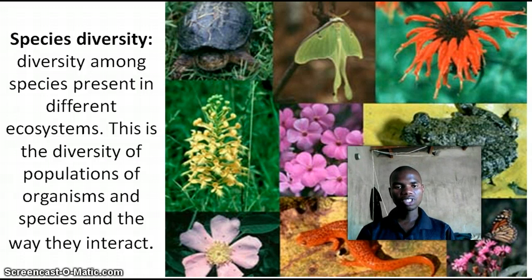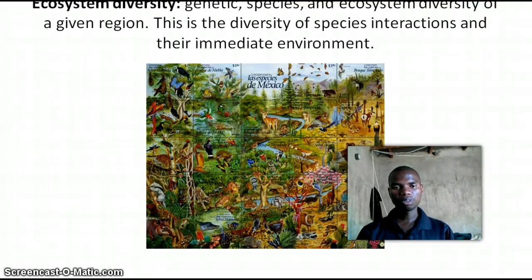The second type is species diversity, the diversity among species present in different ecosystems. This is the diversity of populations of organisms and species and the way they interact, like the birds, the frogs, the butterfly, the tortoise, the flower, and the relationships between them. That's what we call species diversity.